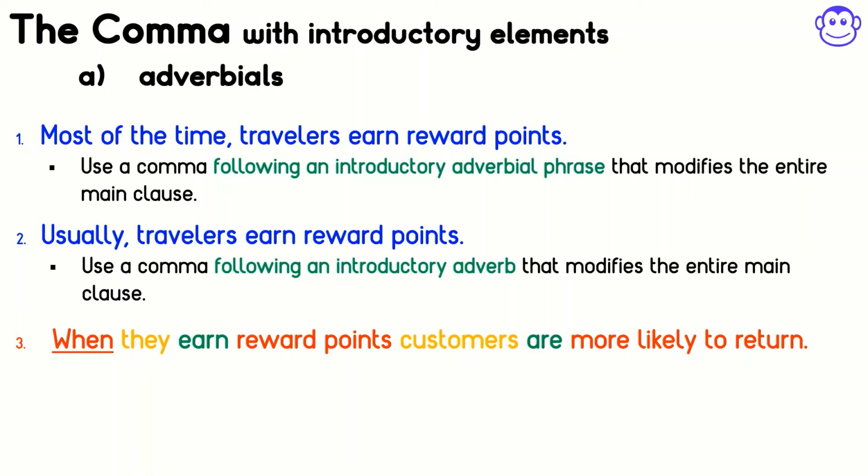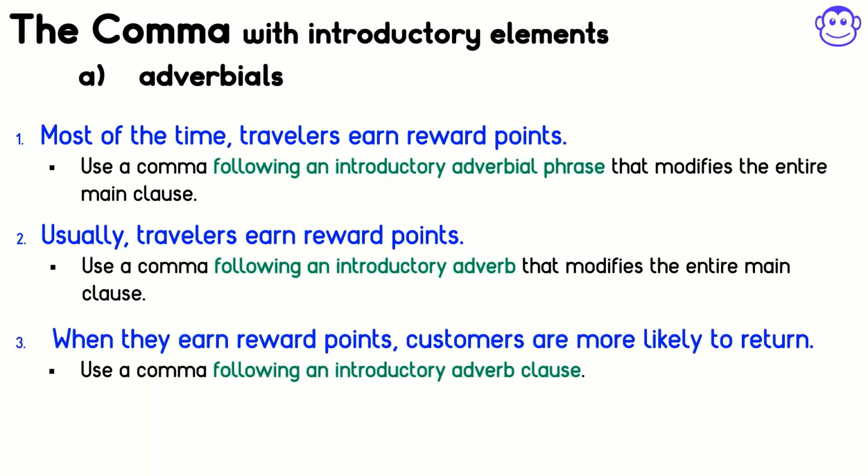Of those 2 clauses, only the second could form a complete sentence because it expresses a complete thought. This means that it is the main clause, and the first clause in the sentence is subordinate. An adverb clause is a subordinate clause that modifies all or part of the main clause. If we use an introductory adverb clause, we must always follow it with a comma.